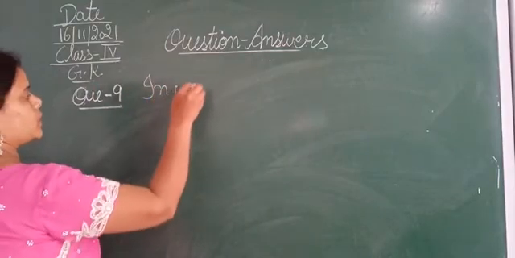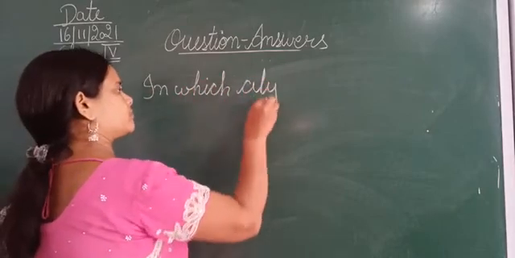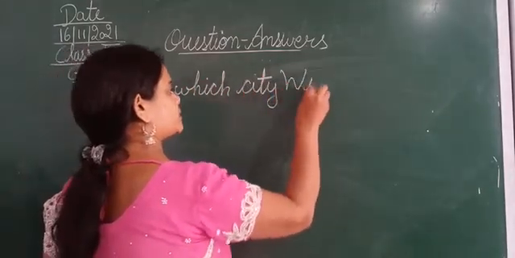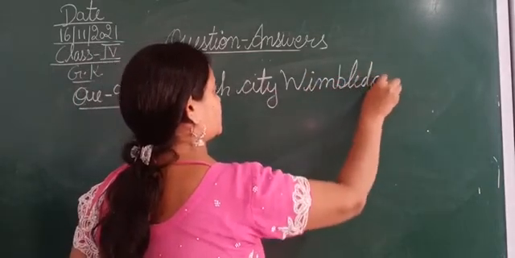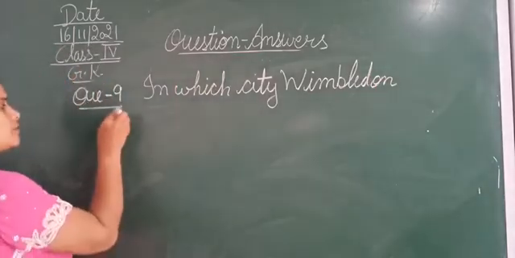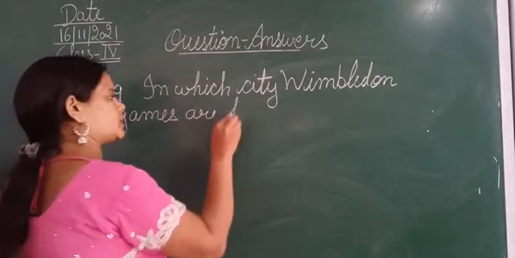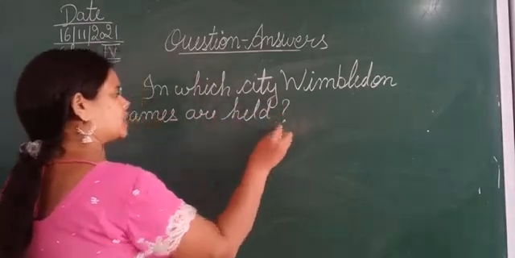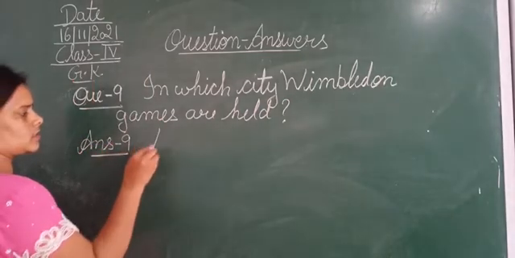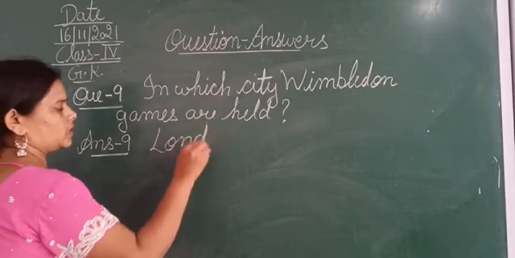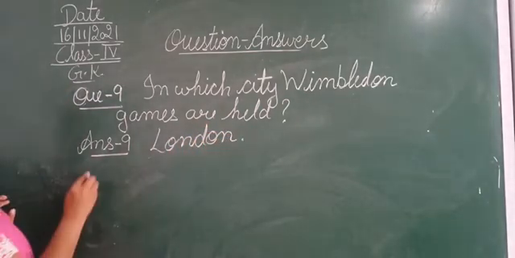In which city Wimbledon, W-I-M-B-L-E-D-O-N, Wimbledon, in which city Wimbledon games are held? The answer is London. L-O-N-D-O-N. Okay, that is London.